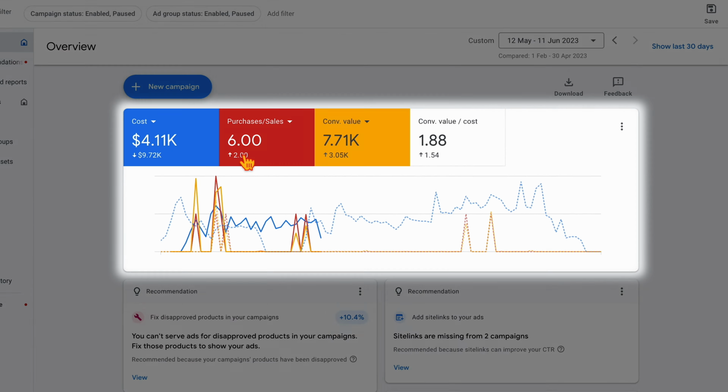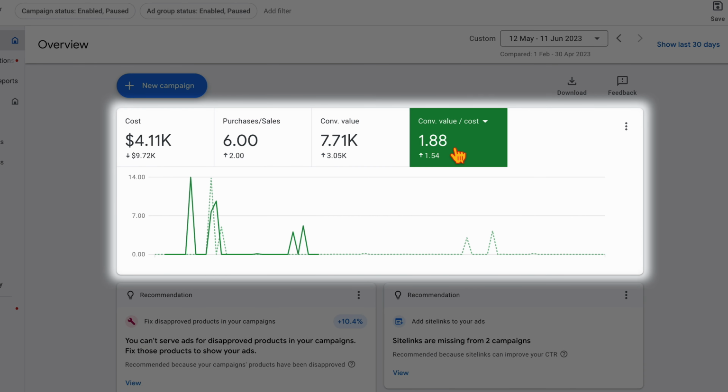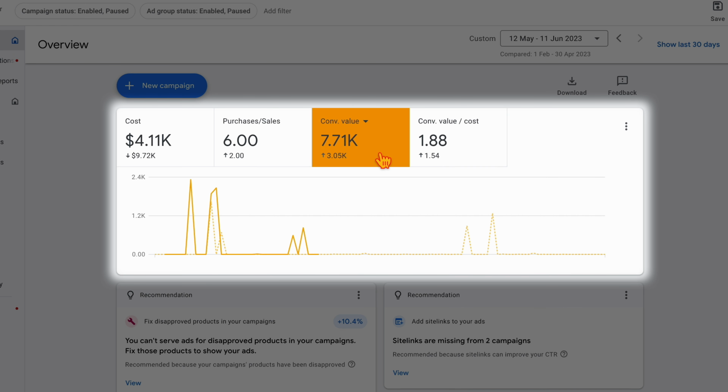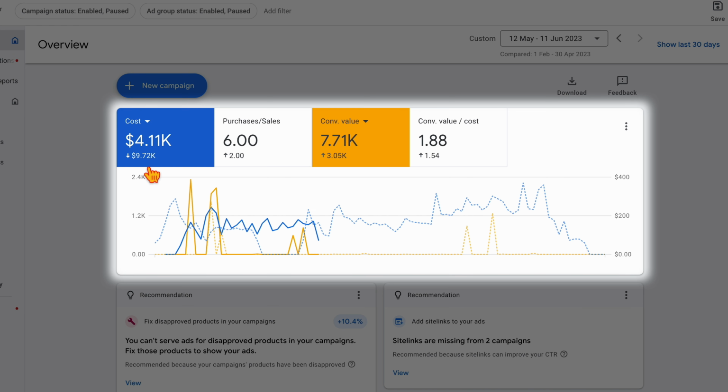Now, you may look at this straight away and go, hey, look, the conversion value cost is not great. That's only at 1.88 over the last 30 days. But what you do need to notice is that that has actually gone up. Previously, that was at 0.3. So we've done a lot of work to be able to increase the performance of this account. And what you can actually see is that through our restructure, we got an extra $3,000 in sales, but that was from a marketing budget that was $9,000, nearly $10,000 less. And that generated an extra 2 sales.